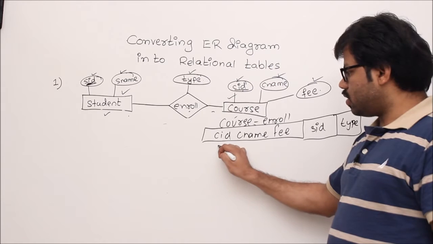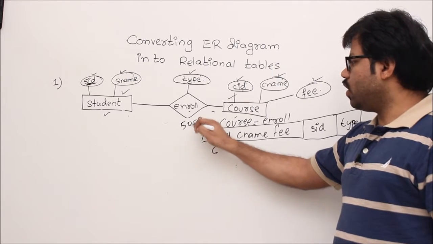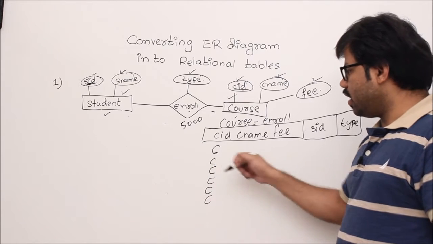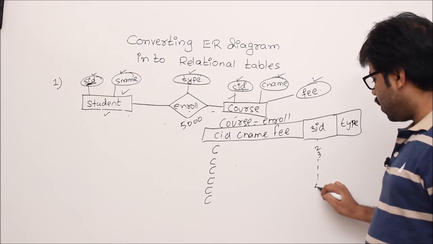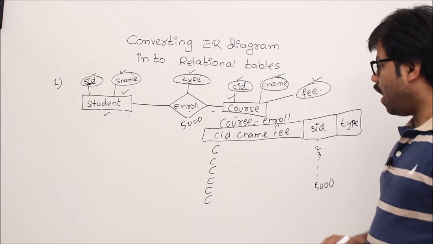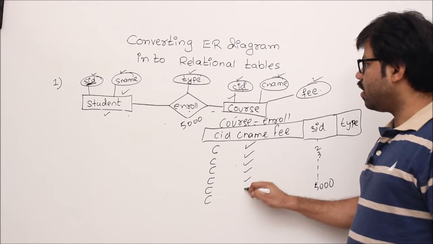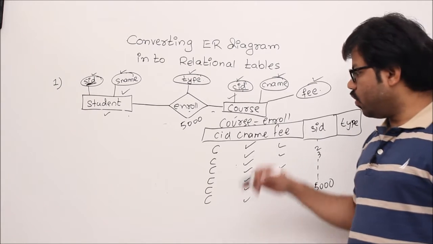Again, if a course C, which is very popular, is taken by 5,000 students, then you will be recording the data like this: C, C, C. Why are you writing C 5,000 times? Because there are 5,000 students. Then unnecessarily 5,000 times you are writing the course name, correct? And the fee everywhere. You are wasting the space. Second, you are repeating the data.